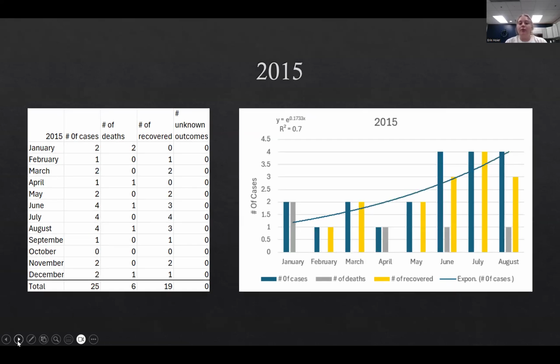In 2015, we once again see a better kind of exponential increase. However, because there is 3 years in a row, June through August, with the same amount of outbreak numbers, it is a little bit harder to create a perfect exponential equation for this one. However, once again, I'm using the same equation just so that it is a comparable k-value to the other years.